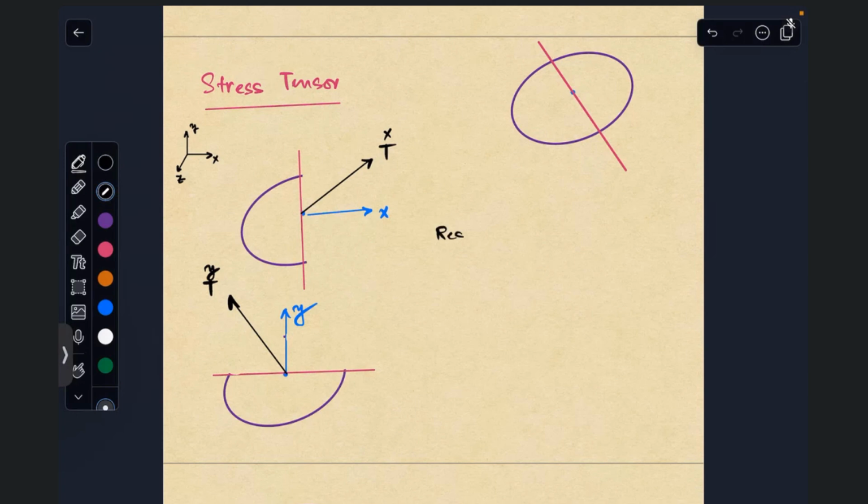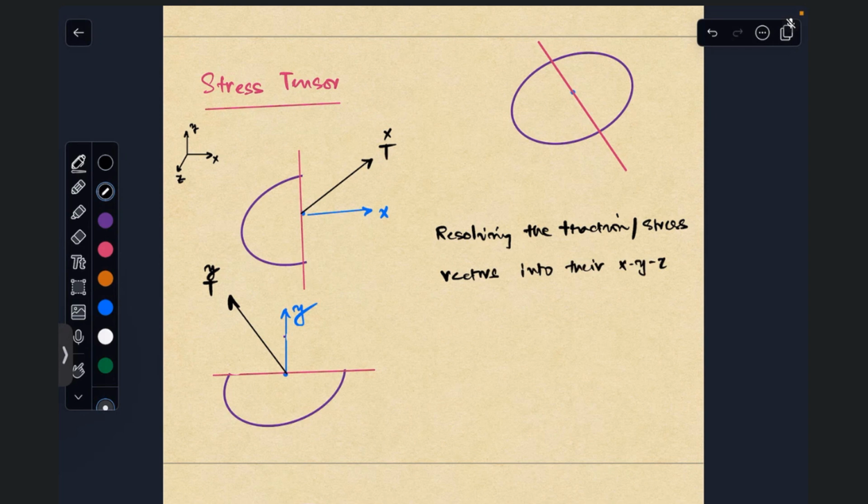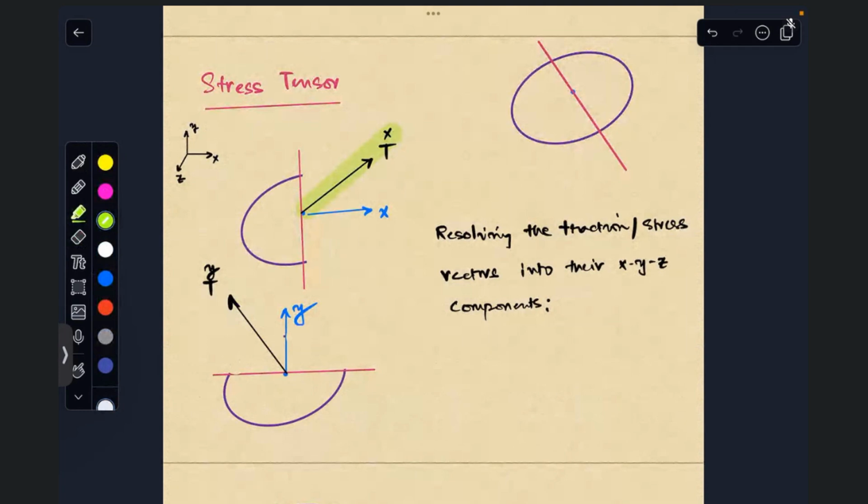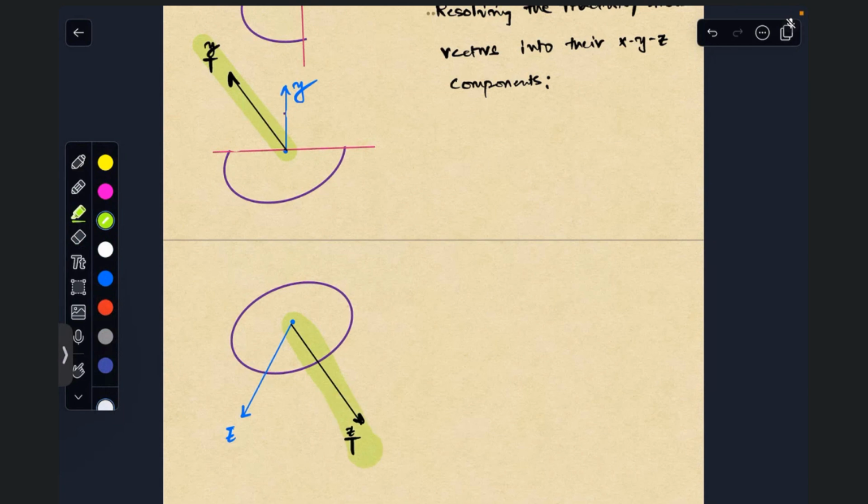We can resolve the traction or stress vectors into their x, y, and z components. So if we do that, for the first case, we can resolve this vector into three components. We can resolve this vector into three components. Similarly, this into three components. So how will that look?